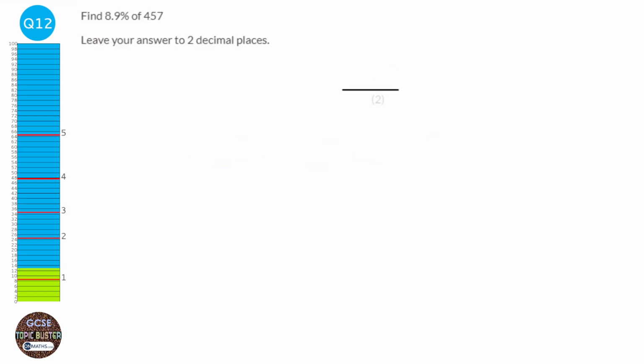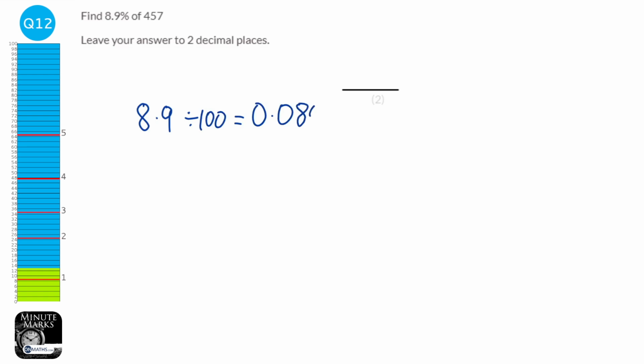So for this question we need to convert the percentage to a decimal. So to do that we get that 8.9%. And we just divide by 100, and so that will give us 0.089. And so we get that 0.089 of normally means times in maths, so we just go times that by 457, and that will give us 40.67.